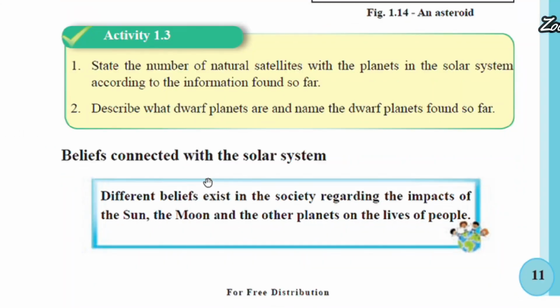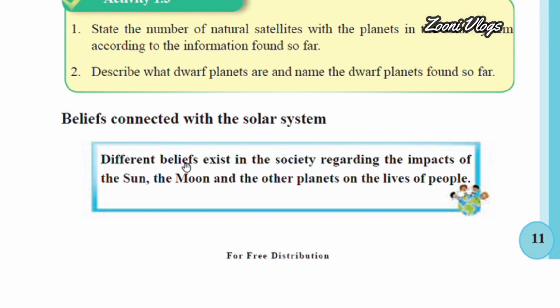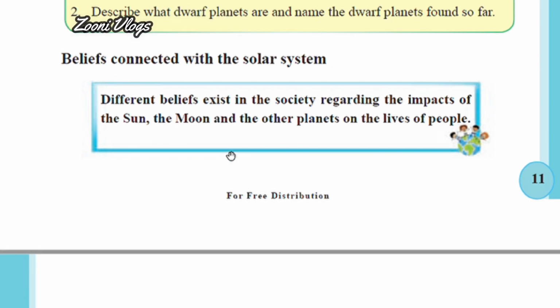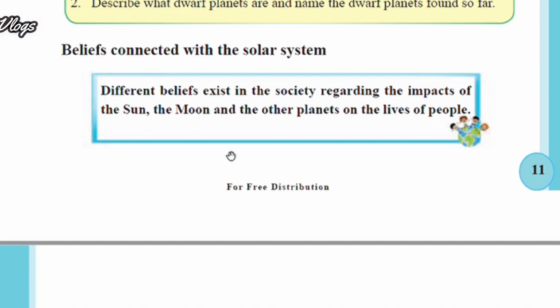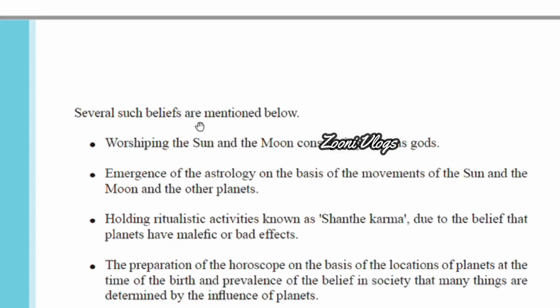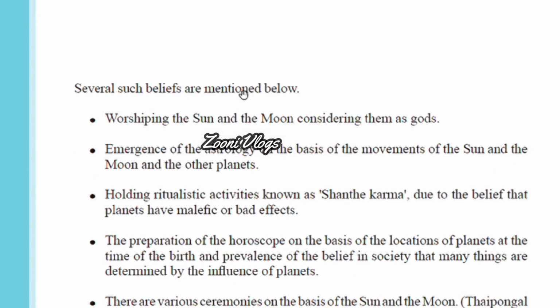Beliefs connected with the solar system. Different beliefs exist in the society regarding the impacts of the sun, the moon and the other planets on the lives of people. Usually Sinhala people and Tamil people, especially Hindus, have some beliefs about the sun and the moon, especially on the planets. Several such beliefs are mentioned below.